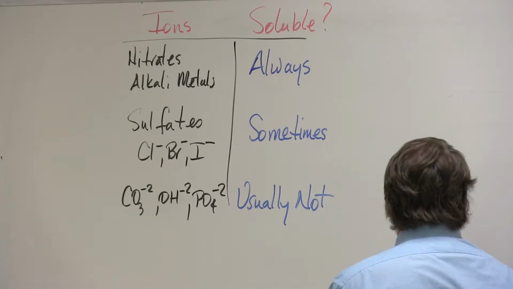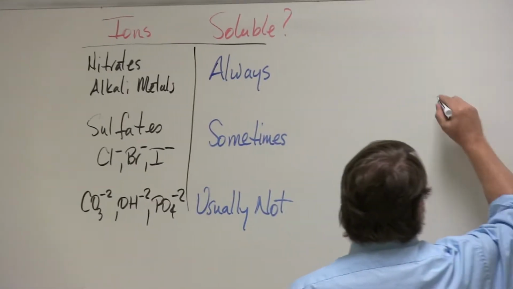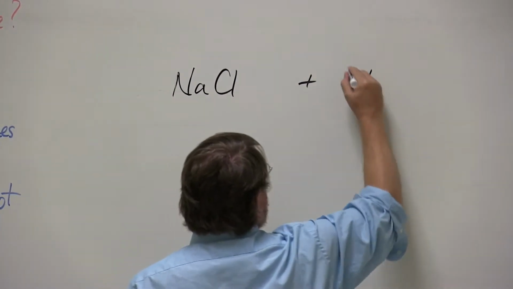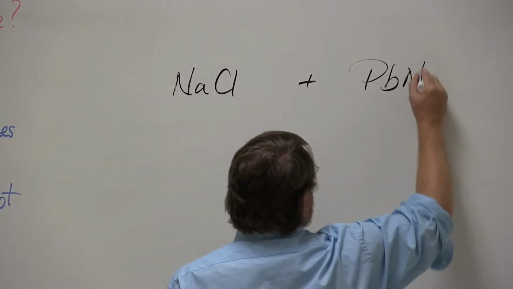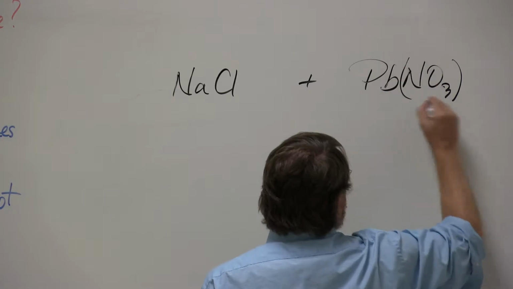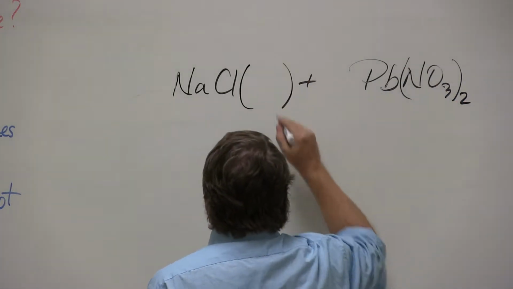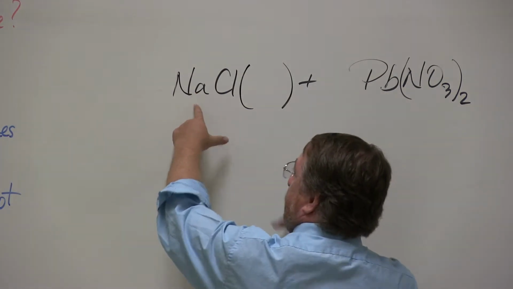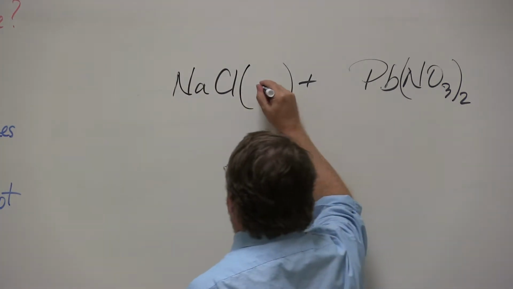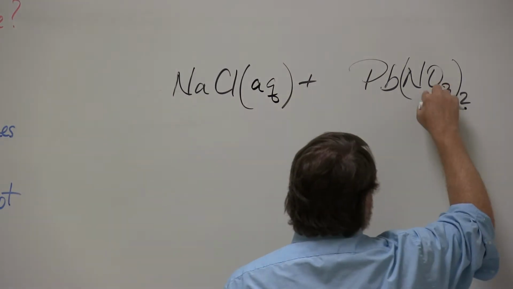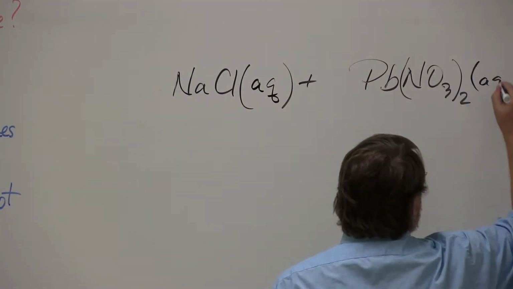Okay, so let's write out some double replacement reactions. Let's say we have sodium chloride, and we're going to react it with lead 2 nitrate. And we want to know what's going to happen. Well, sodium chloride, containing sodium metal, is going to be soluble in water, so that is aqueous. Lead 2 nitrate, containing nitrate, is going to be soluble in water.